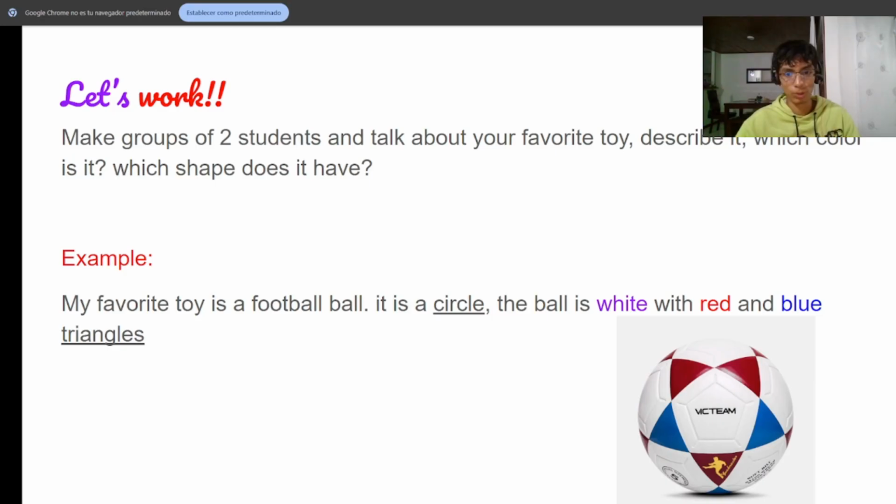So for the next activity, I will need you to please make groups of two students and start talking about your favorite toy. I need you to describe it, which color is it, what shape does it have. So for example, in my case, my favorite toy is a football ball. It is a circle. The ball itself is white and it has red and blue triangles. So as you see in the picture, it's a circle, of course. It is mainly white and it has red and blue triangles. So I need you to please work on this.